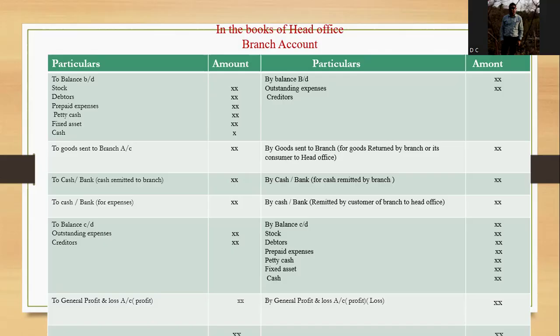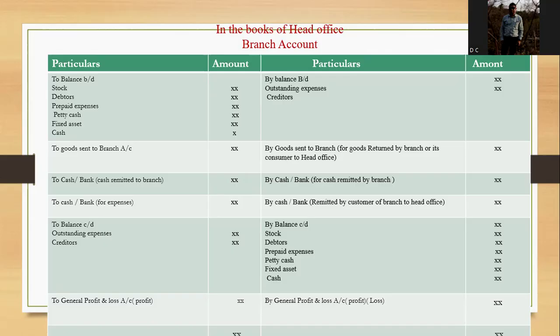Regarding expenses paid by the head office, suppose there are expenses for wages, salaries, petty cash, and different types of expenses of the branch. The head office has to send cash, because these are dependent branches under the debtor system. So the head office has to send cash or cheques for the expenses paid by the branches, like wages paid, salaries paid, petty cash paid. So in the books of head office, branch account debit to cash or to bank.